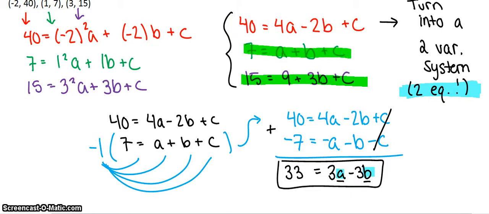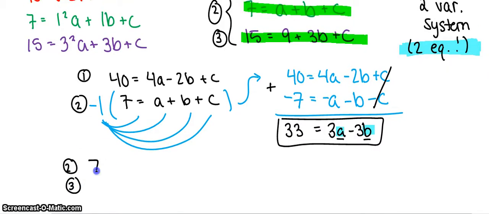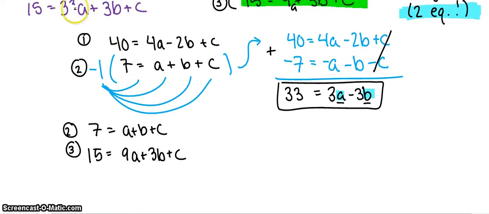Now, I keep talking about equations 1, 2, and 3. Maybe I should actually label them. So we'll call this equation 1, this equation 2, and this equation 3. So first I combined equation 1 and equation 2, and now I'm going to combine equation 2 and equation 3. So equation 2 is 7 equals a plus b plus c. Equation 3 is 15 equals 9a plus 3b plus c. If I can combine these like I did up here, I can come up with another two-variable equation.